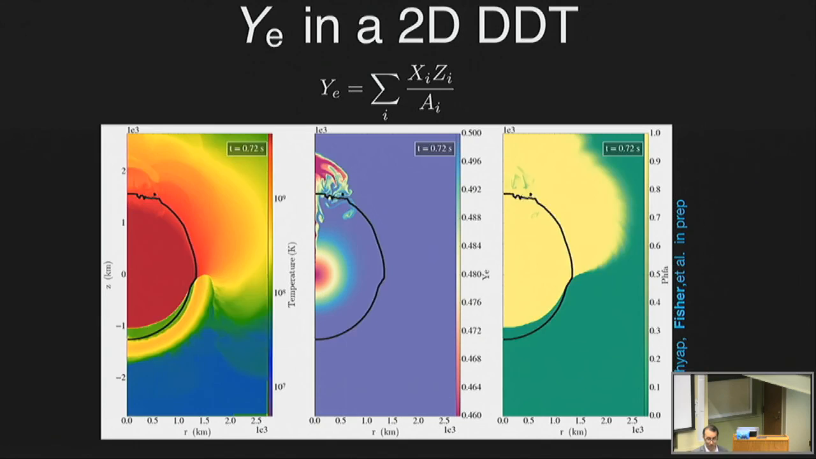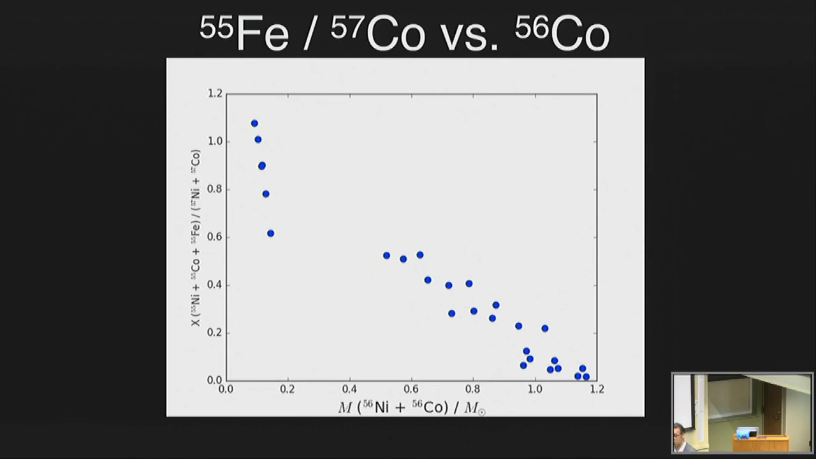And the question you can ask is, how does that impact the ratio of iron 55 to cobalt 57? The answer is, you get a wide range. You get everything basically from 0 to 1 here. But what's interesting is, and what we're showing here on the vertical axis, is that ratio taken from the explosion model. So when you look at the explosion model, we're computing these on the time scale of a few seconds.